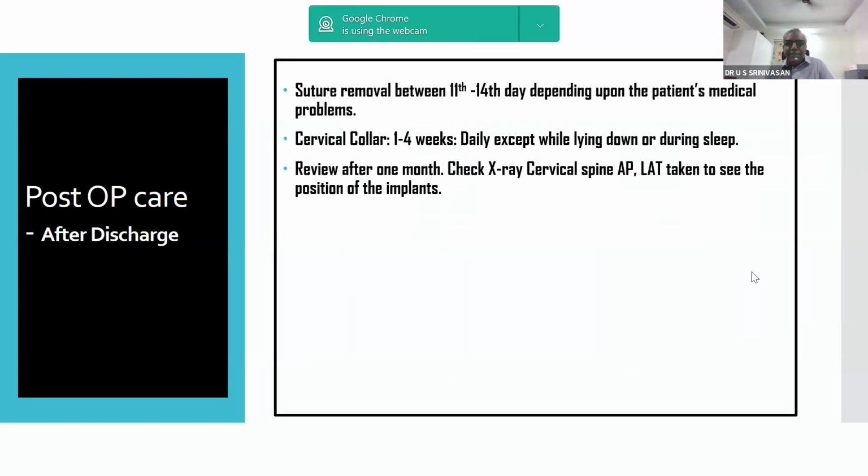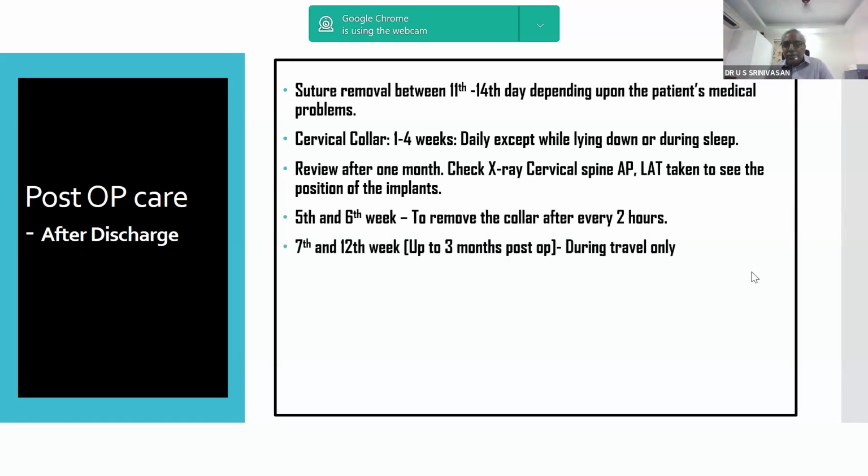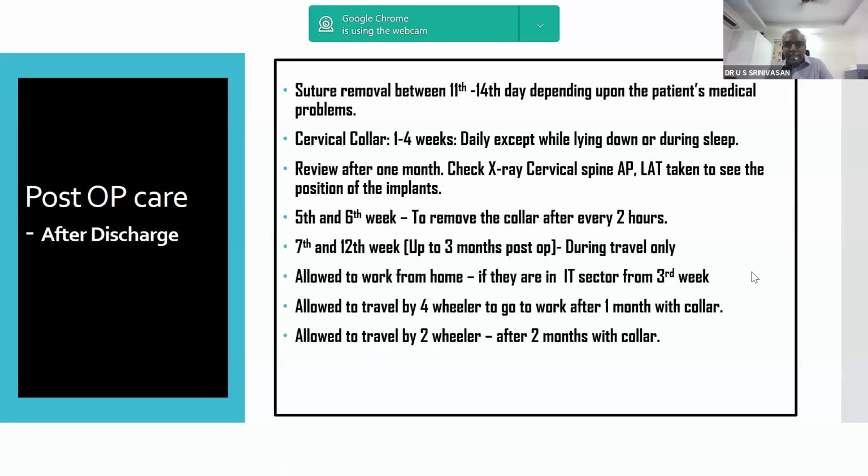Cervical collar is given for 4 weeks, daily except while lying down or during sleep. I ask them to come after 1 month for review and check X-ray. In the 5th and 6th week, remove the cervical collar every 2 hours, because if you suddenly remove it, they will feel something is missing. In the 7th to 12th week, during travel only I give it. They are allowed to work from home, if they are in the IT sector, from the 3rd week.